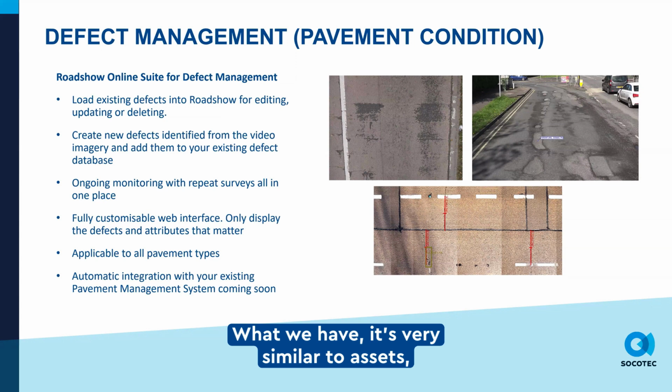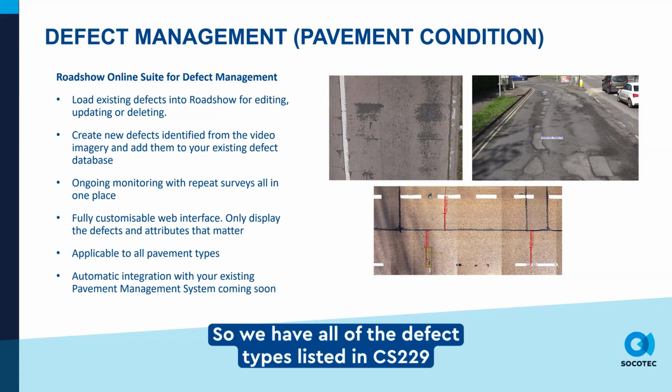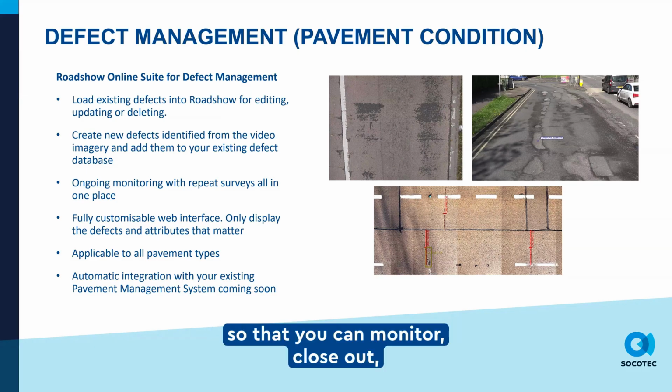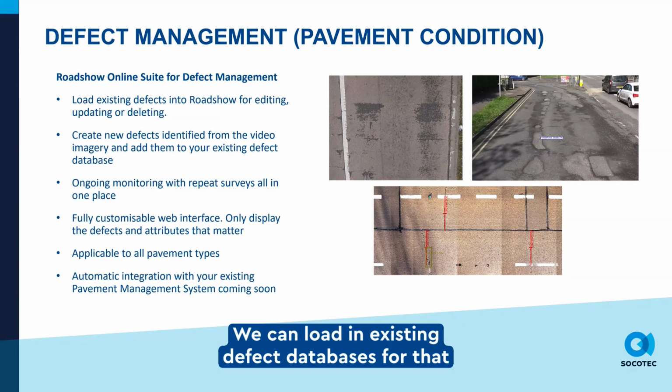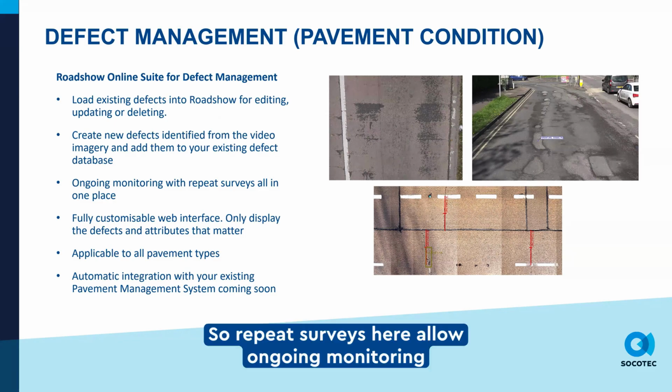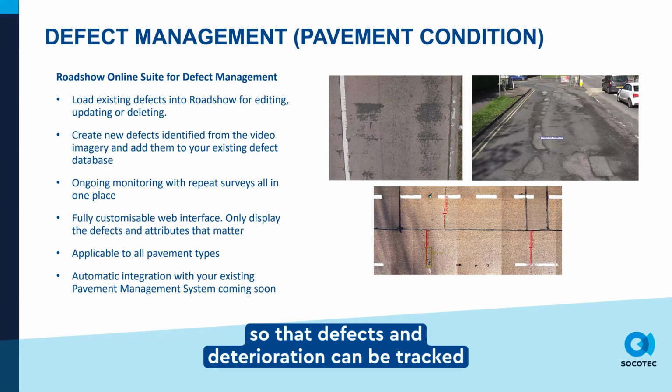What we have is very similar to assets, but instead of an asset, it would be a defect. So we have all of the defect types listed in CS229 that are available within the Roadshow software, so that you can monitor, close out, or plan maintenance around those defects. We can load in existing defect databases for that purpose. Repeat surveys here allow ongoing monitoring so that defects and deterioration can be tracked over time.